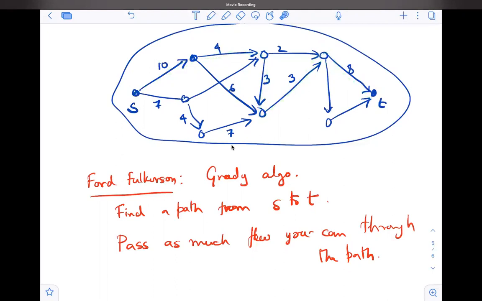How much more flow can I send? I mean, what is the flow that I can send through this path? The bottleneck edge, the minimum edge, will be the thing, right? So in this case, the bottleneck edge is 3. So I will send 3 units from here, 3 units from here, 3 units from here, and 3 units from here. The red color says that this is the flow.